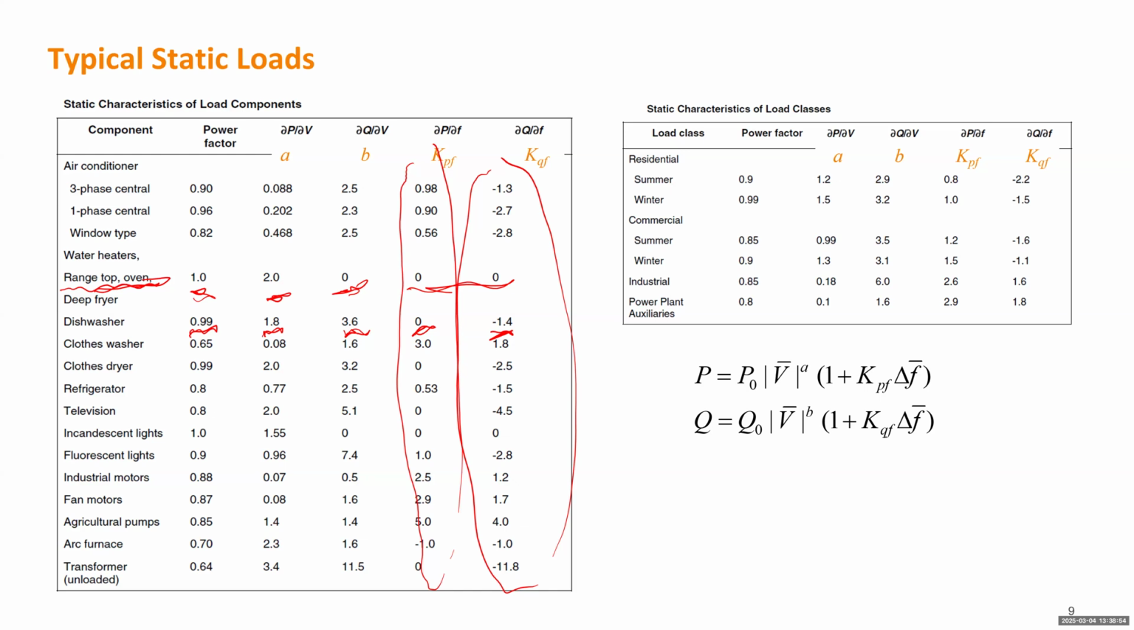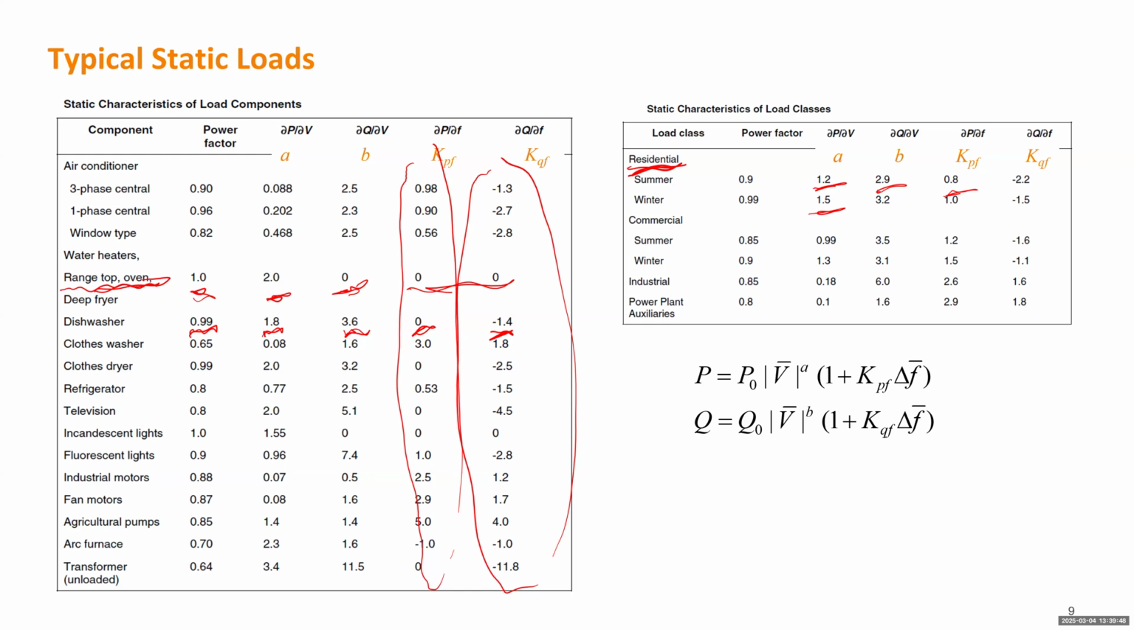The second table shows those parameters in different seasons for different classes of load. For example, for residential load in the summer, you have both active and reactive power. For the A factor, that's 1.2, so that's more like a constant current load. Reactive power is like 2.9, which is more like constant impedance, and it is frequency dependent. For the winter, A will increase to 1.5, so it's something between constant impedance and constant current.